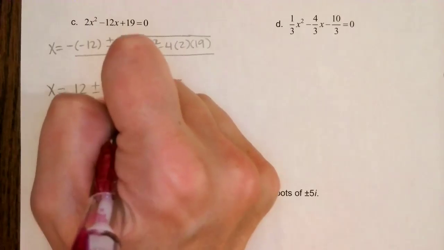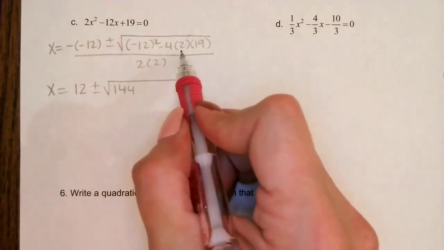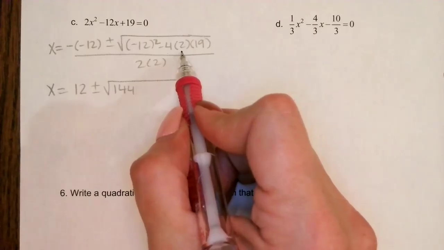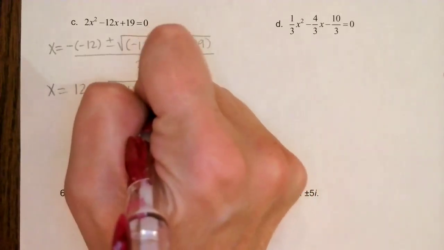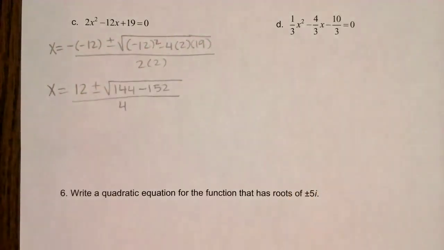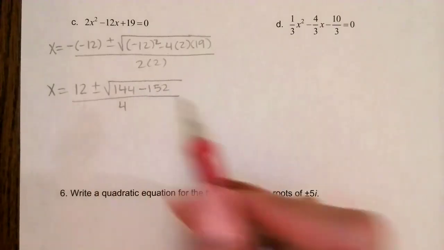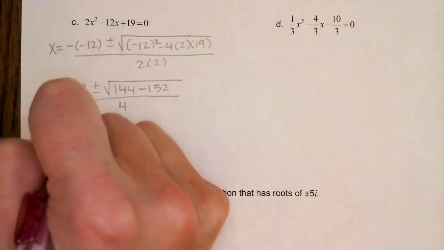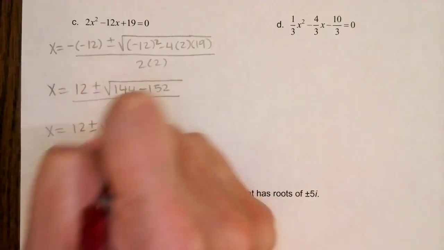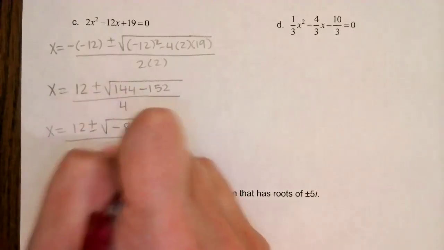Negative 12 squared is 144. And then we have negative 4 times 2 is negative 8 times 19 is negative 152. You can already see what's happening right there. This negative number is bigger than this one, so we know we're going to end up with a negative number in there. So 144 minus 152 is negative 8.